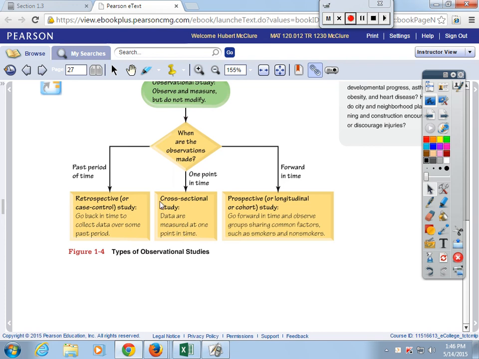What is cross-sectional? Data are measured at one point in time. Just remember, one point in time. The test question will read one point in time. It might have something else, but it'll say one point in time. That's cross-sectional. And prospective predicts, goes forward in time. That's pretty simple. That's why I put it on the test. They're pretty simple.